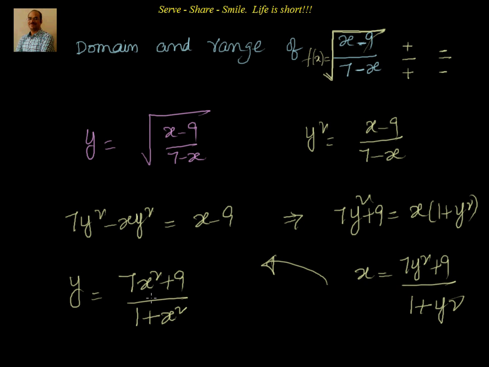Now you can see 7x square plus 9 by 1 plus x square. I don't have any constraint. It will take all the values, but we know that when x equals 9 it is 0, and when x equals 7.1 it's a positive value. That means all the values between 0 to infinity are allowed, or the range is given by 0 to infinity, where 0 is closed and infinity is open.